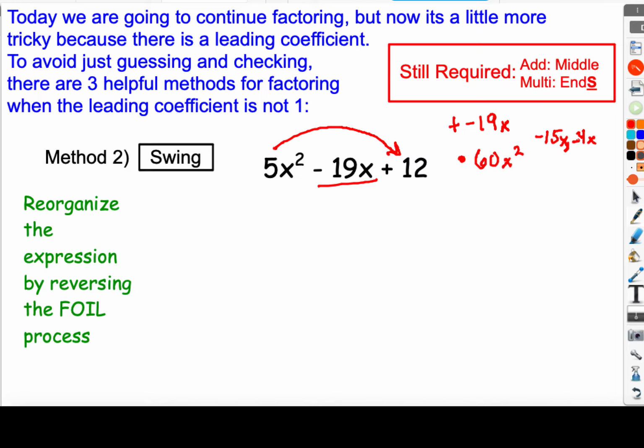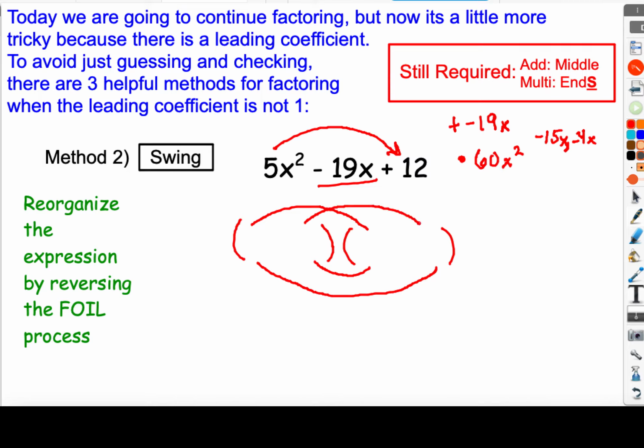Now, the swing method, like I said, sets up a little bit differently than grouping did. In grouping, we would split the middle. In the swing method, what I'm going to do is set up FOIL. I'm going to draw some lines. This would have been the first, and then we would multiply the outside and the inside and the last. We have those FOIL lines kind of going on. If you're familiar with FOIL, or basically there's just distributing lines.